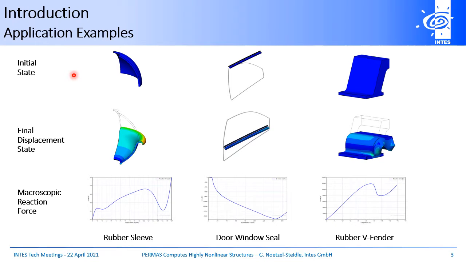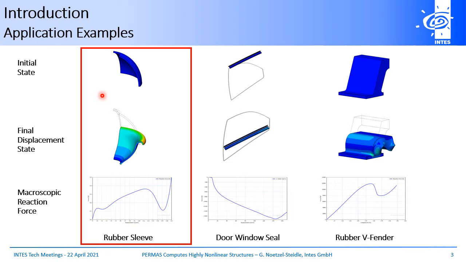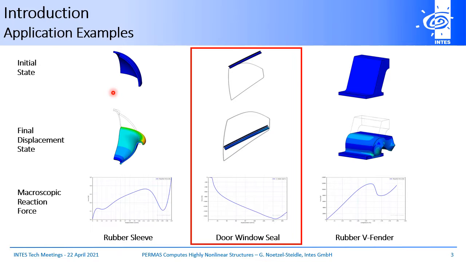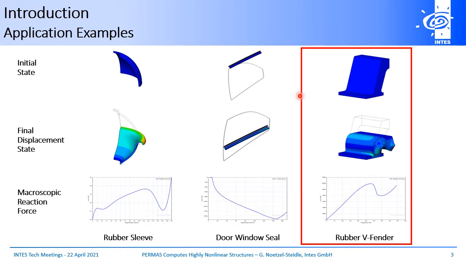The nonlinear static response of structures starts from an initial state and ends up in a finally displaced state. Nonlinear behavior might be visualized simply by macroscopic nonlinear response curves. For the first application, the mechanical task is to invert a rubber sleeve, resulting in large deformations. In the second example, to wind up a side door window, resulting in large displacements. And in the third example, a ship bangs into a rubber fender while it is docking, resulting in very large strains.